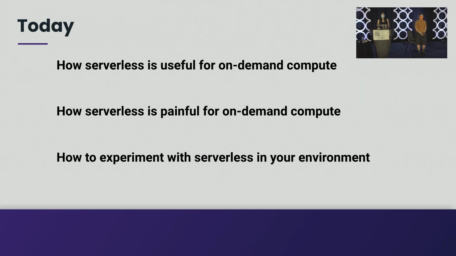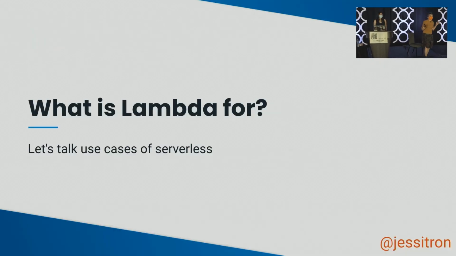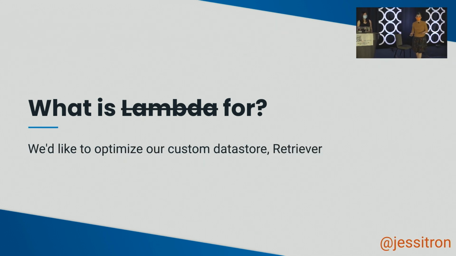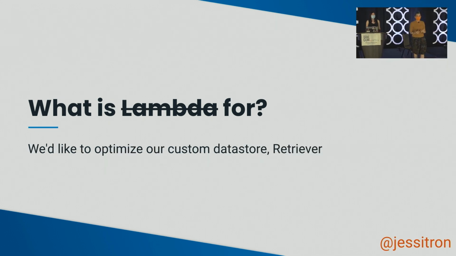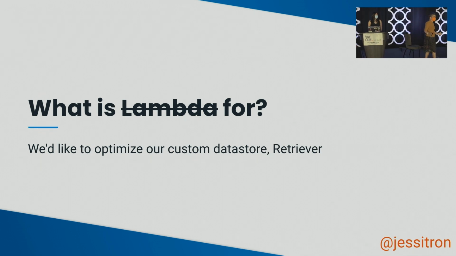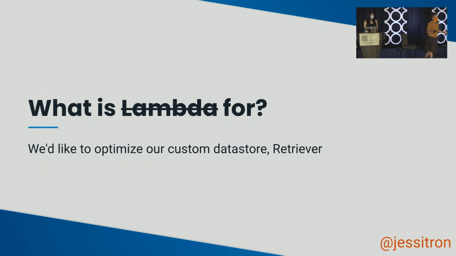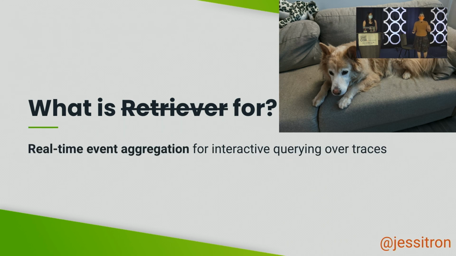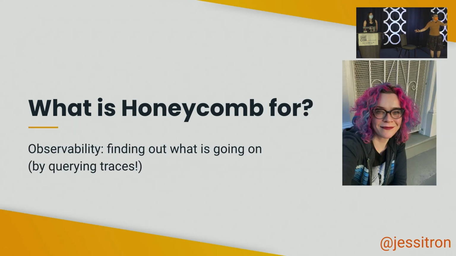Right, so first, AWS Lambda, that's exciting, right? Let's use it. Okay, but what are we going to use it for? At Honeycomb, we want to optimize our custom data store retriever. Custom data store, whenever you hear that phrase, you've got to say, why? Well, our custom data store is a distributed column store for real-time event aggregation. Why? We use the real-time event aggregation for interactive queries over traces. What's that for? Well, observability.